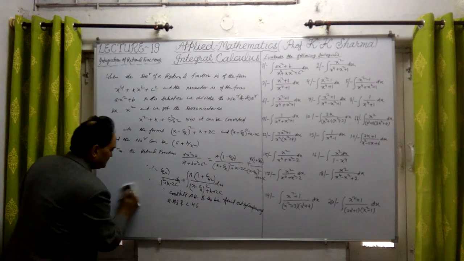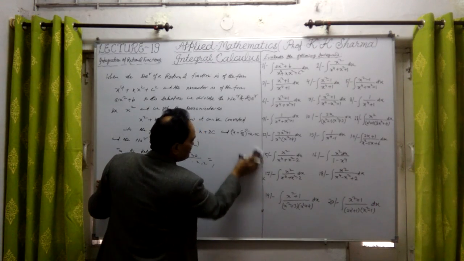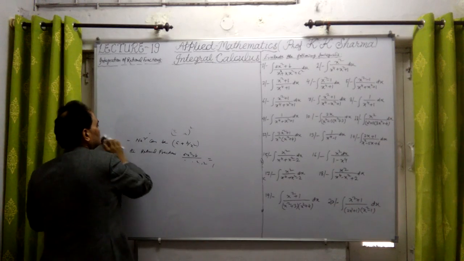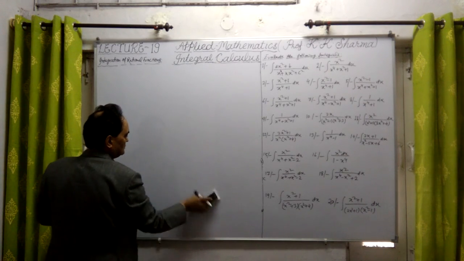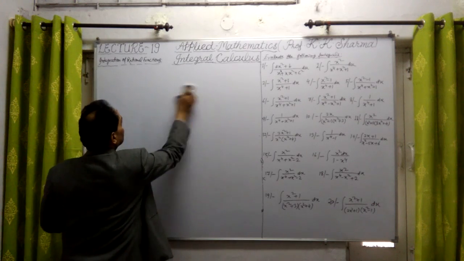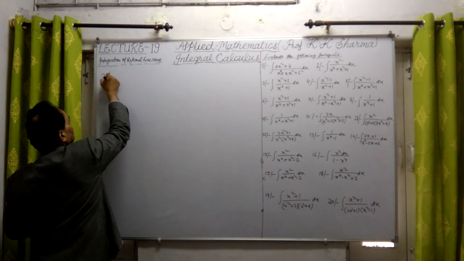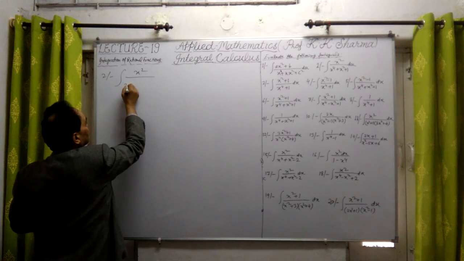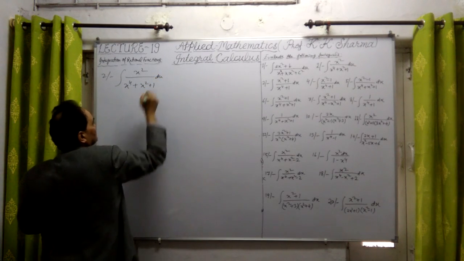Let me take question number second. Let's talk about question number second here. The integration is x squared upon x to the fourth plus x squared plus 1 into dx.